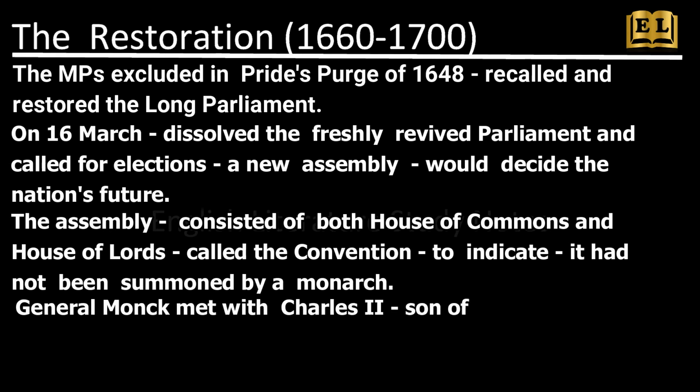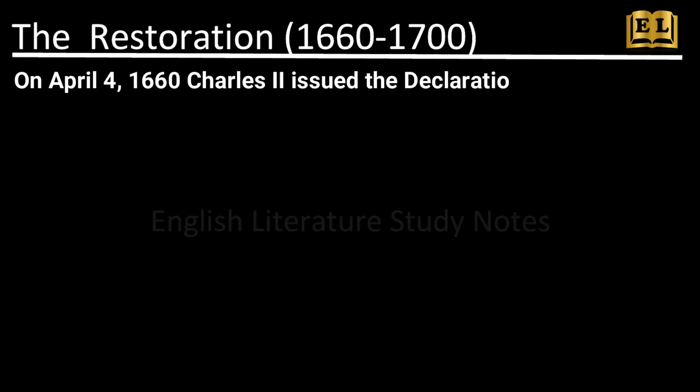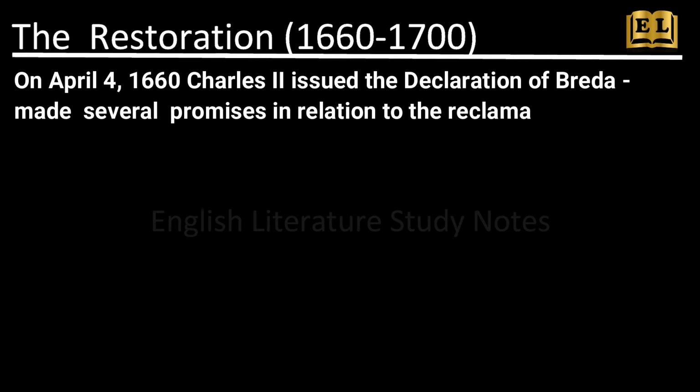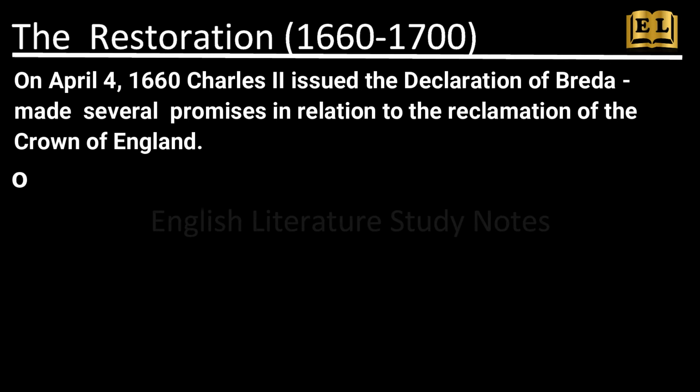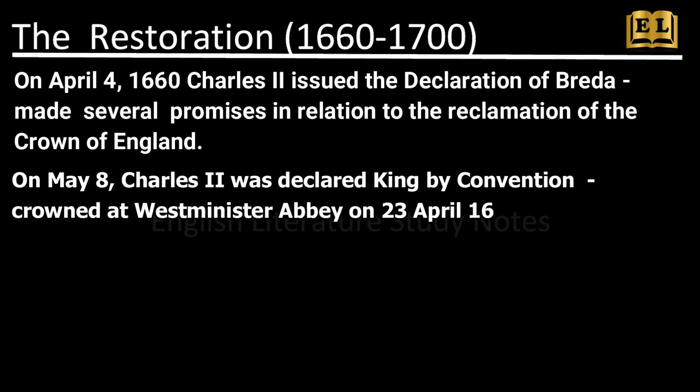General Monk met with Charles II, the son of the late King Charles I, and arranged to restore him. He fled to France after Cromwell's parliamentarians defeated royalists in 1646. On April 4, 1660, Charles II issued the Declaration of Breda, in which he made several promises in relation to the reclamation of the crown of England. On May 8, Charles II was declared king by convention and crowned at Westminster Abbey on 23 April 1661.